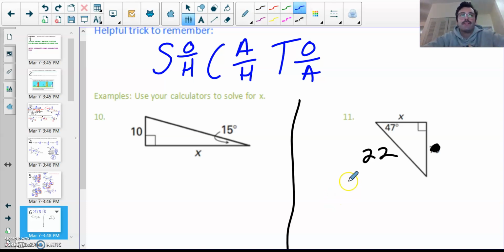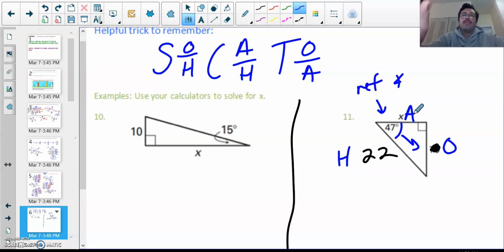Like I was saying, the angle that you're given here, I'm given that this is 47. That means I want to use that 47 as my reference angle. So this is my reference angle now. I'm going to label my sides again. I have O, this is my hypotenuse, and this is my adjacent. I'm only concerned with the sides that I'm given, so I'm given A and H. A has an X there, but that's okay. I'm still given that this is X. So I'm only concerned with A and H.